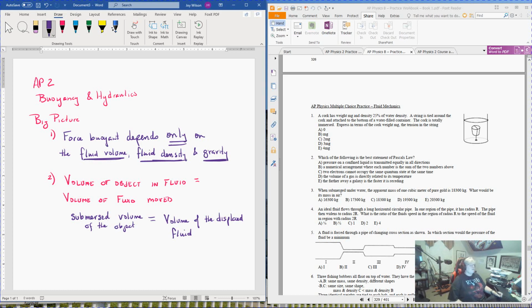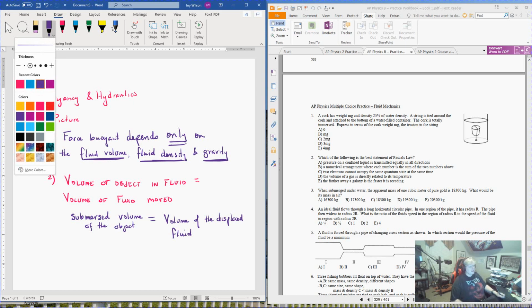So if an object displaces more fluid than it takes up, go back to that idea from the last one, an object that floats displaces its weight. An object that sinks displaces its volume. In this case, an object that is submerged always has the same volume. The part that is submerged is the same volume as the fluid that we're going to use to find the buoyant force. Okay, so that's the second big key.